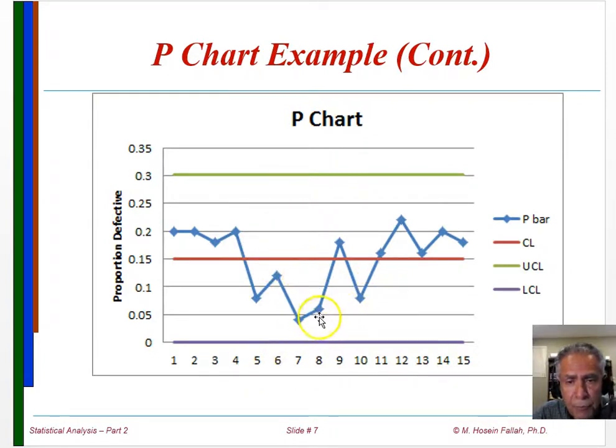If the points don't look like they are randomly distributed, then we can see there is a special cause or some instability, and we're going to need to investigate to see how the process is being affected.